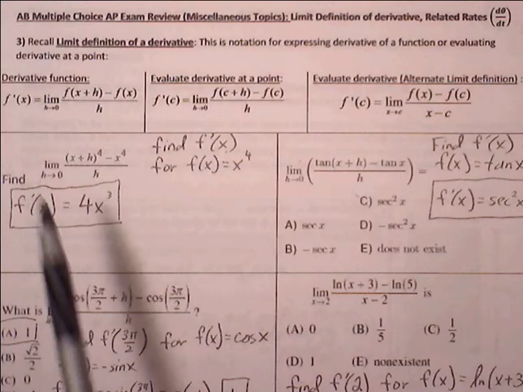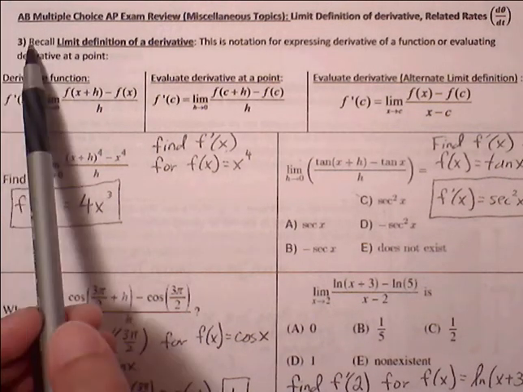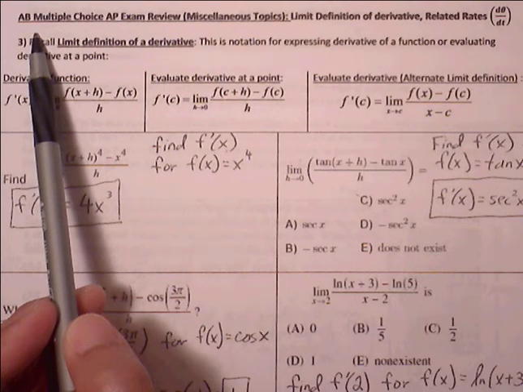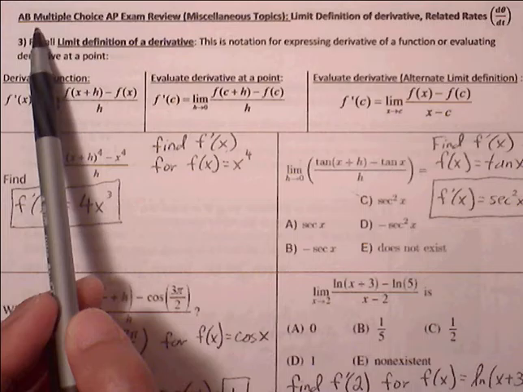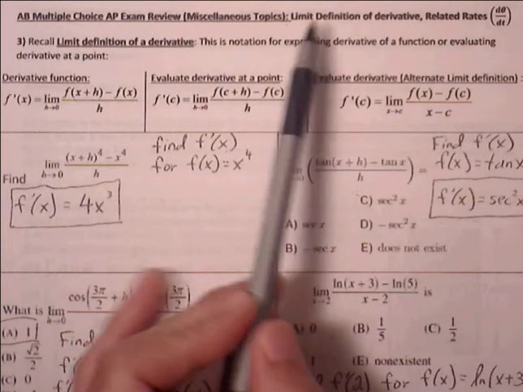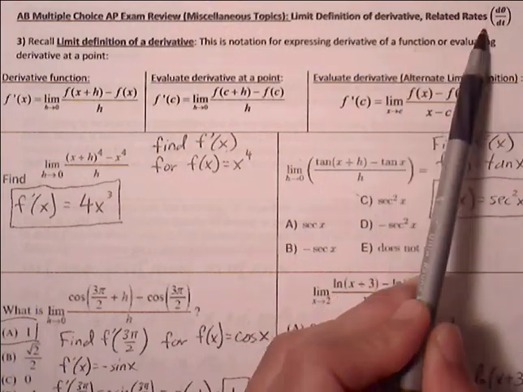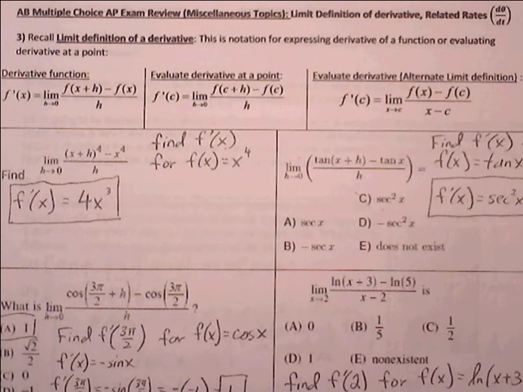We're looking at the second page of worksheet 1 for AP Exam Review 1. This second page is just miscellaneous topics: the limit definition of a derivative, related rates involving the rate of change of an angle measure, and some limit problems dealing with L'Hopital's rule.